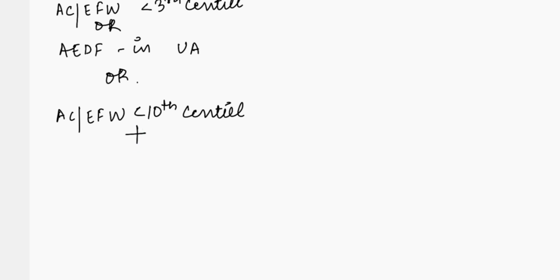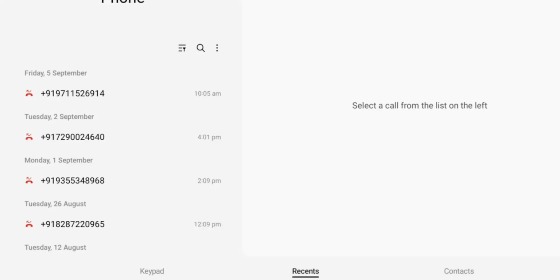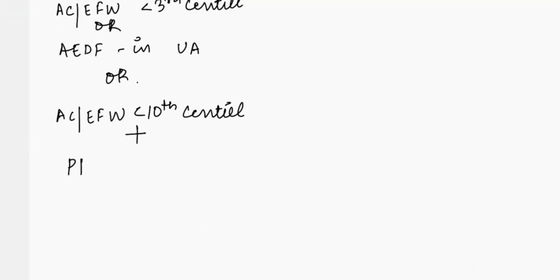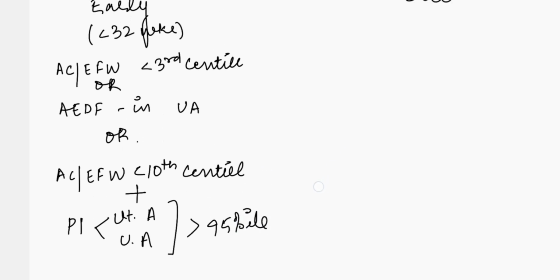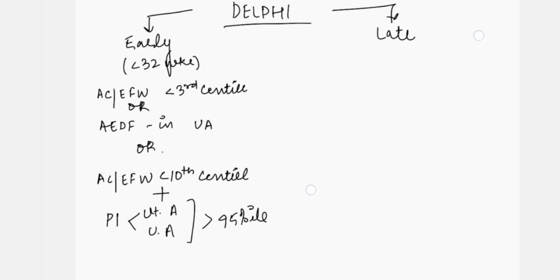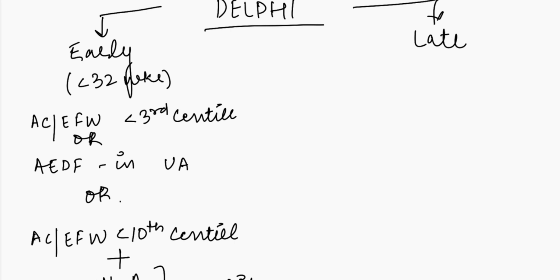Plus, what abnormalities will you find in the Doppler? The pulsatility index of the uterine artery and umbilical artery will be raised, that is more than the 95th percentile. Now the late onset is greater than or equal to 32 weeks.